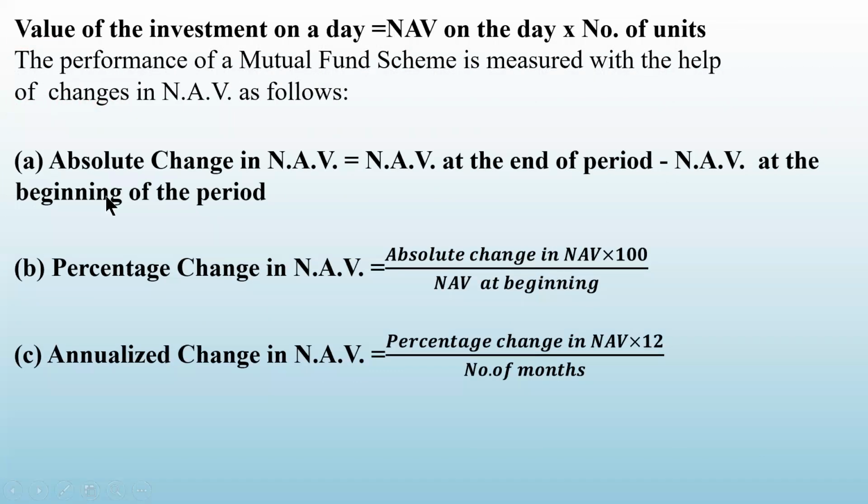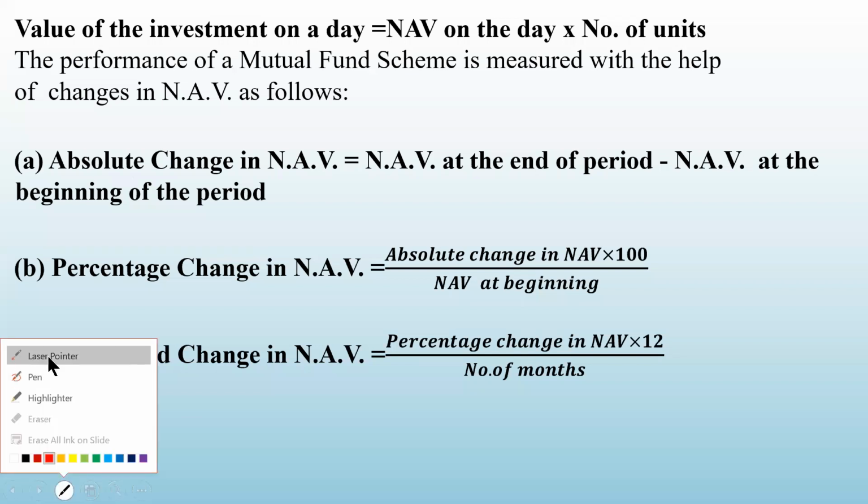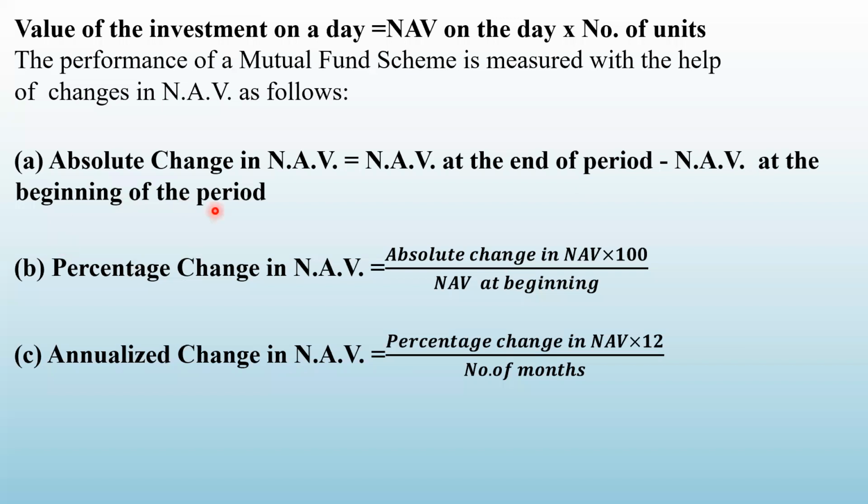See, the performance of a mutual fund scheme is measured with the help of change in NAV. You know that the NAV, that's the value of the units, keeps changing. It is not the same every day. So how will you know that your mutual fund is giving a good performance? You can make it out with the help of the change in NAV. The absolute change in NAV is the NAV at the end of the period minus NAV at the beginning of the period. That will give you the change in NAV.